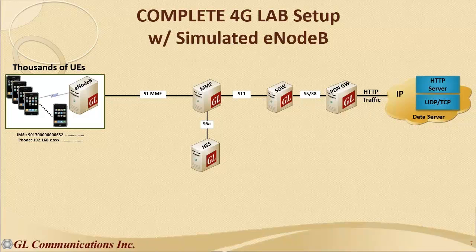Per box, meaning per eNode B, we can simulate up to 5,000 simultaneous UEs, at the rate of 500 calls per second. So 5,000 simultaneous UEs can be simulated using an eNode B.